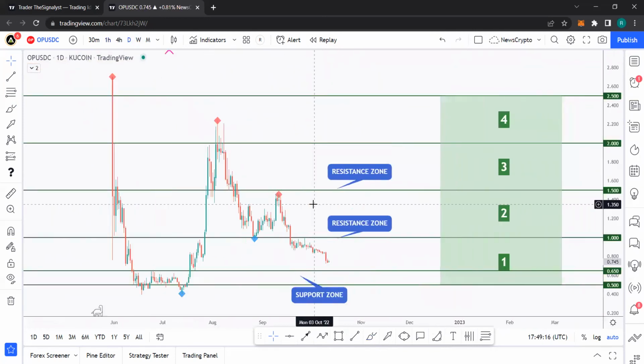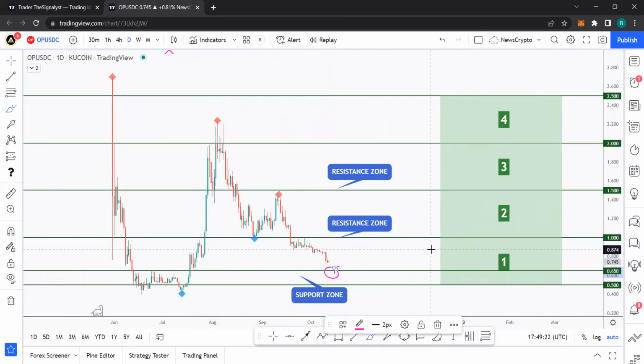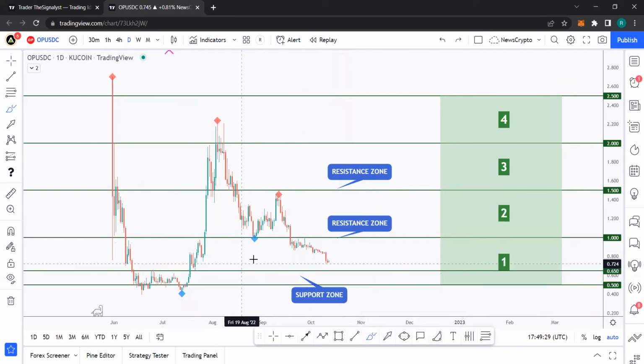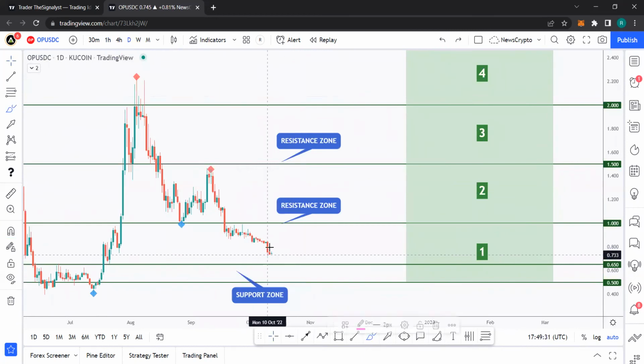On OP, we broke below this support. Now it's a resistance around the round number 1. Now the next support is around 0.5 to 0.6. This entire support is also a demand, right? So we're looking for buy setups right here, knowing that price can still dive inside the zone before trading higher.